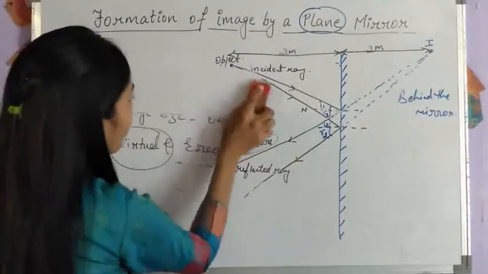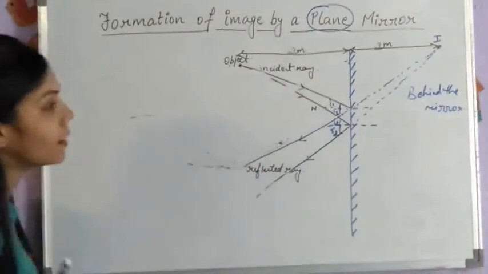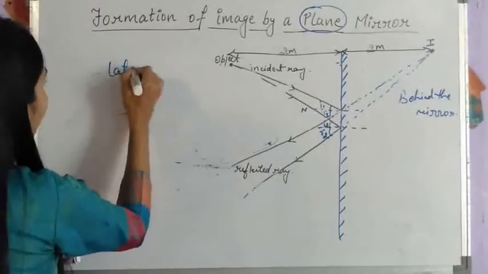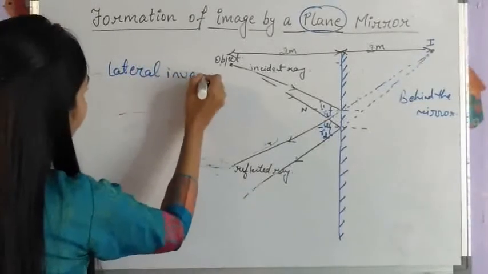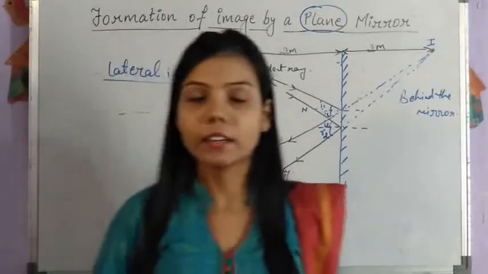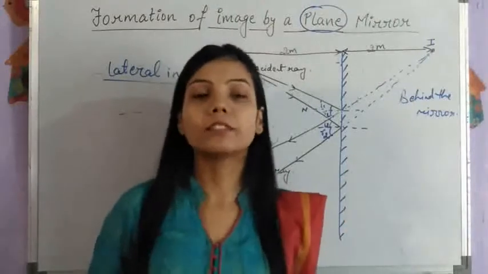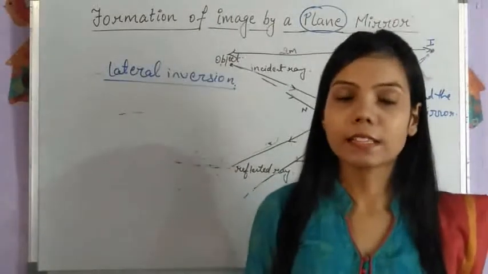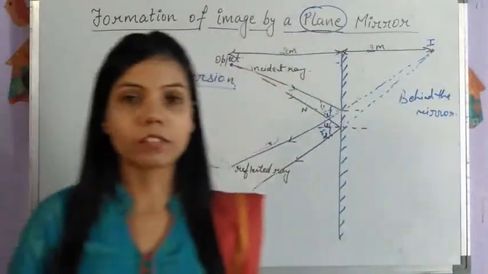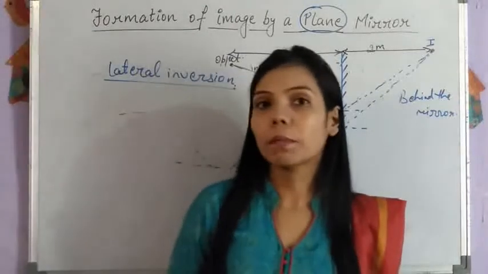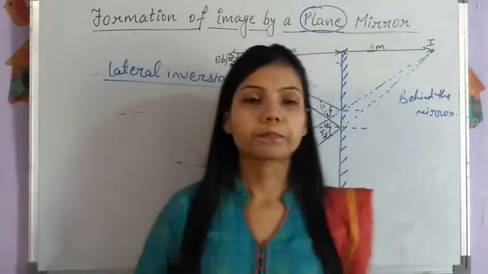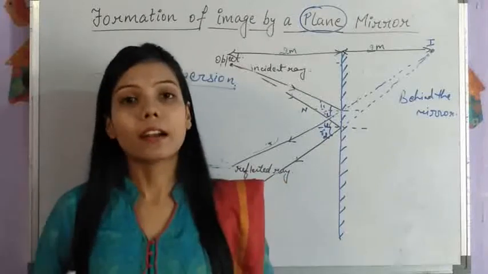So there is one important and exclusive effect which is seen here, and that effect is known as lateral inversion. Lateral inversion is that effect where we find the left part to be formed on the right part of the screen and the right part to be formed on the left part of the screen or the surface of the mirror. So when you stand in front of the mirror and raise your left hand, you will find your right hand to be raised up, right? So in lateral inversion, the images are laterally inverted.